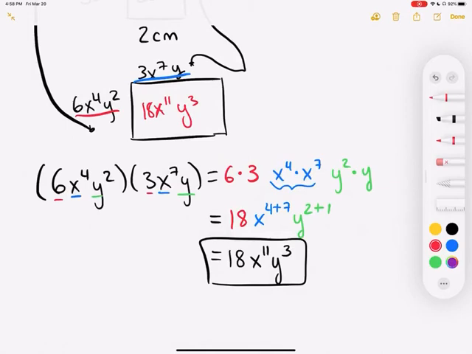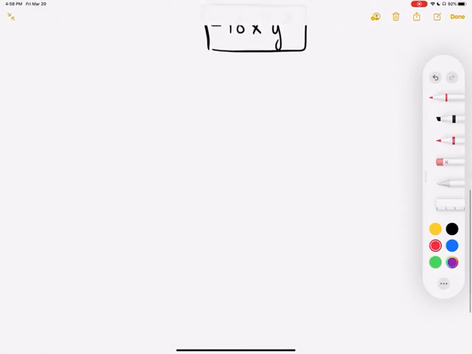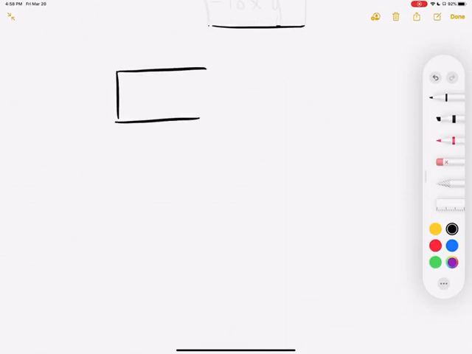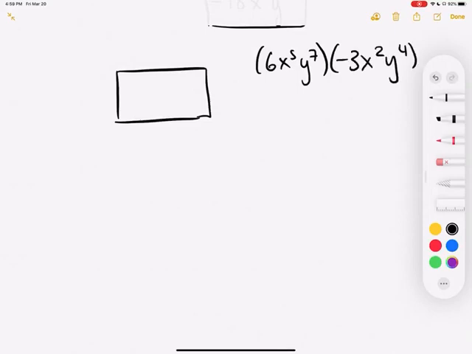So let's take a look at another example, another rectangle. I'm just going to call those rectangles from now on, trying to find the area of those rectangles. So this is the rectangle. I'm going to do multiplication of monomials again. My problem says 6x to the power of 5, y to the power of 7, and this I'm multiplying by negative 3x squared, y to the power of 4. So I'm doing this multiplication.